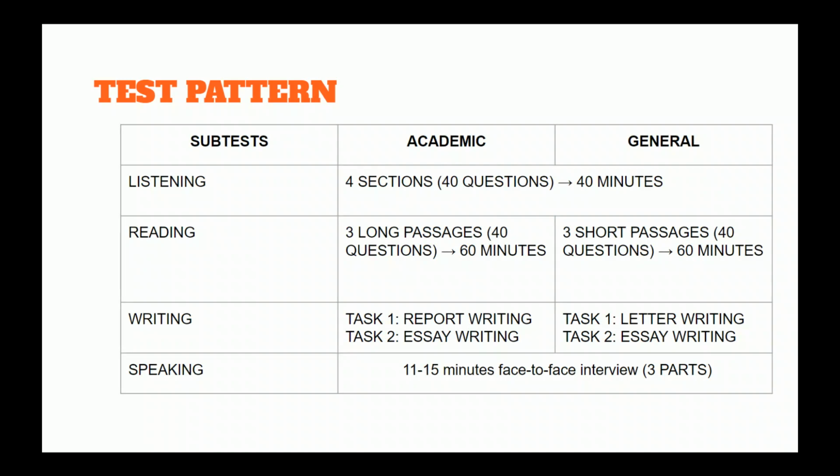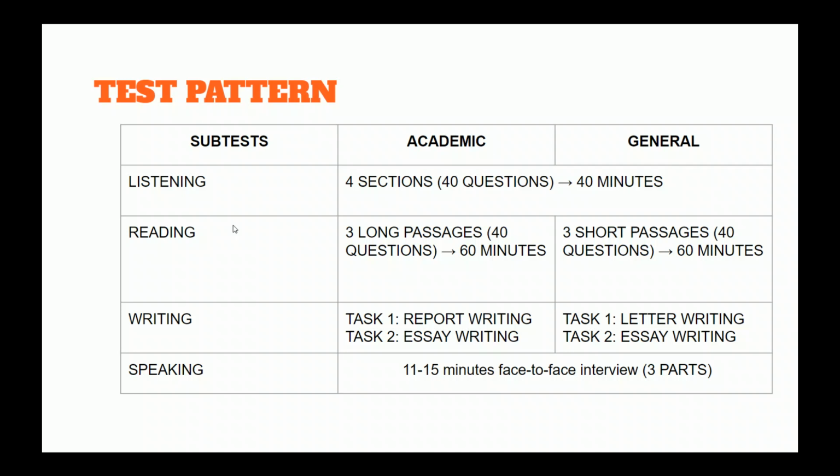Okay, this is the most important part of this video, the test pattern. Now let's take a look. As I mentioned in my previous video, there are four subtests: listening, reading, writing, and speaking. When it comes to the academic and general training listening subtests, they are basically the same. There are four sections with 40 questions, and it should be done in 40 minutes.